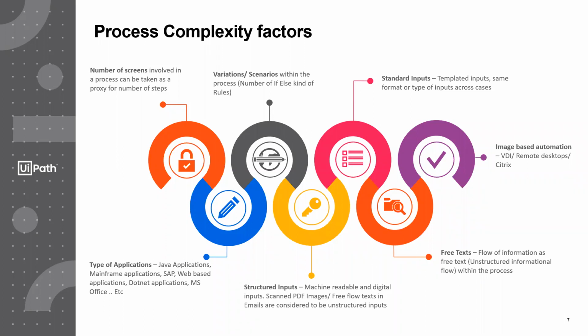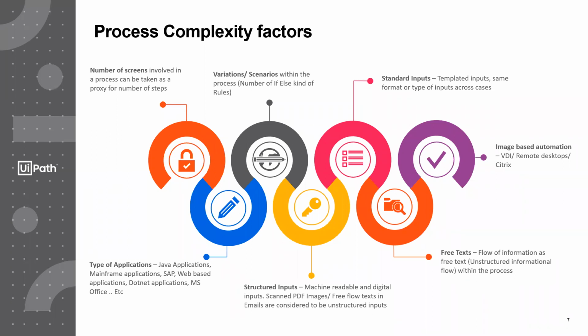The first complexity factor is the number of screens. Why do we say the number of screens is a complexity factor? The number of screens involved in a process can be taken as a proxy for the number of steps. If the number of screens is more, that would mean the number of steps is also more. The more steps, the more code you would have to write. The more activities you have to drag and drop on your workflow, the more complex it would look. The more time it would take to build, the more time it would take to test. So complexity increases with the number of screens.